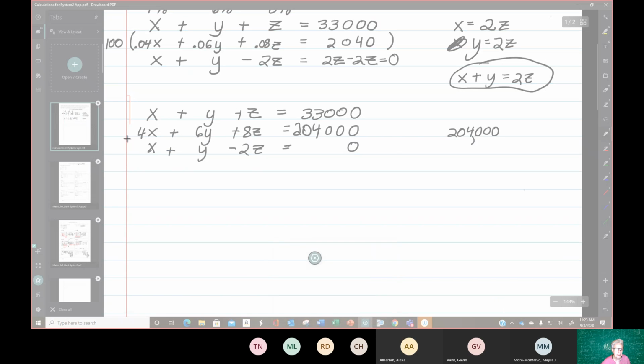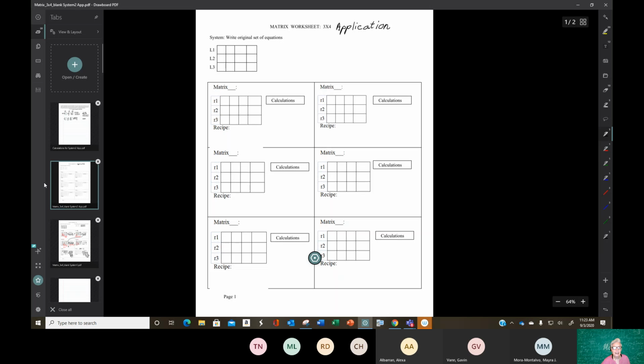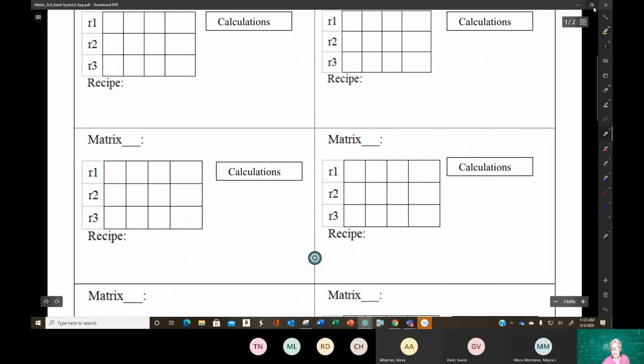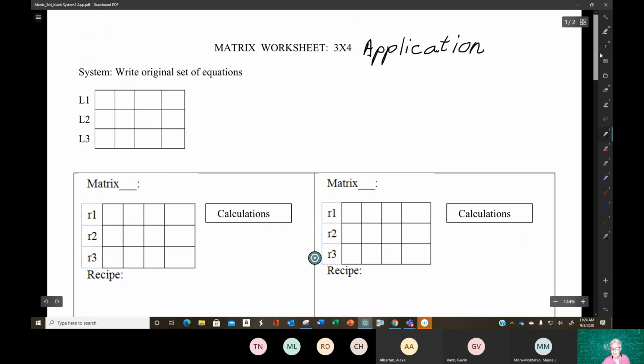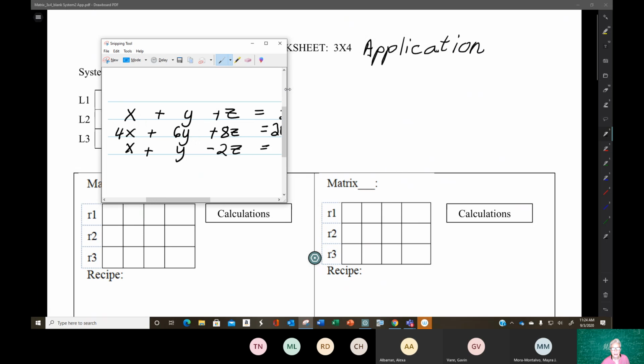Microsoft is so creative. My snipping tool is my favorite tool. There we go. Because now all I have to do is call up the snip. X plus Y plus Z equals 3,300. And now it's going to disappear for a minute, but that's okay.